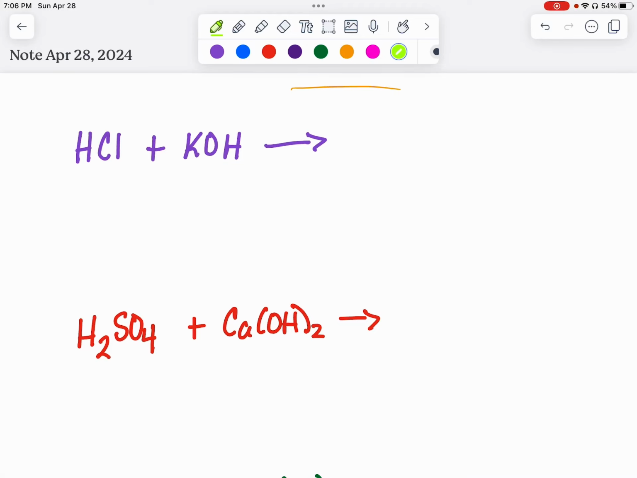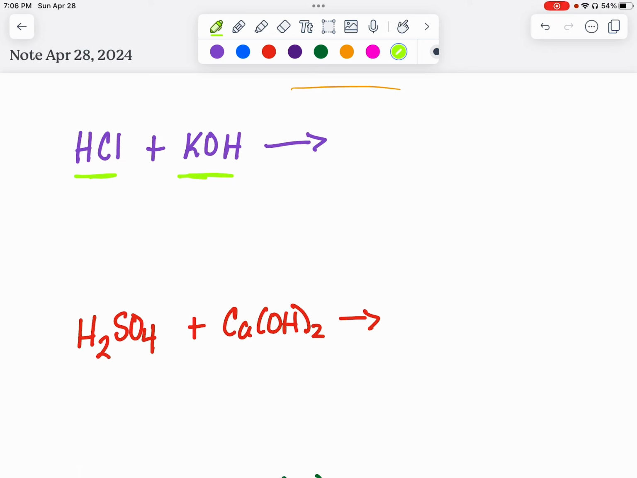I just wanted to put out a quick video for you on how to write products of an acid-base reaction. I noticed some of you were struggling. Well, we know two things you always get: salt and water. So here are your two reactants. You have an acid and you have a base.